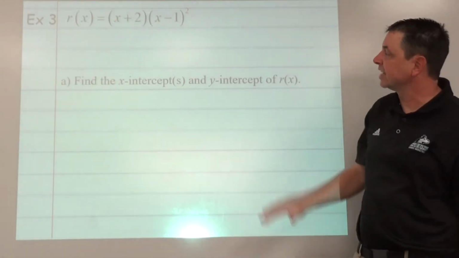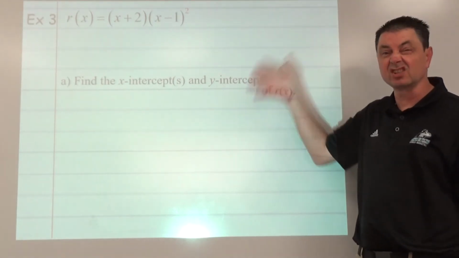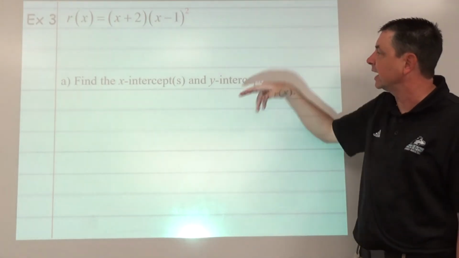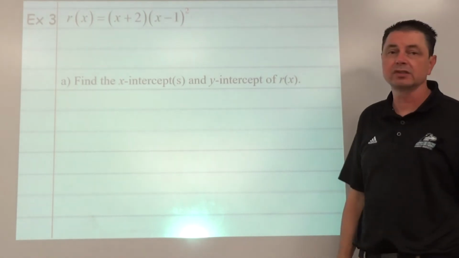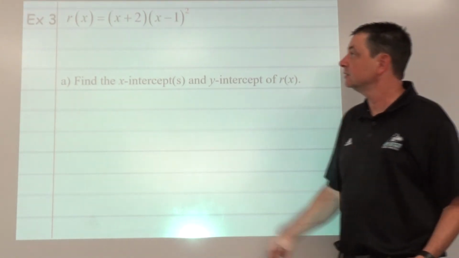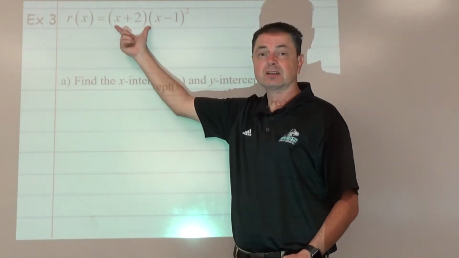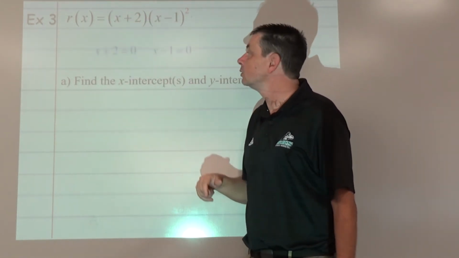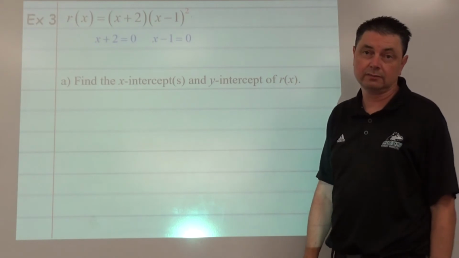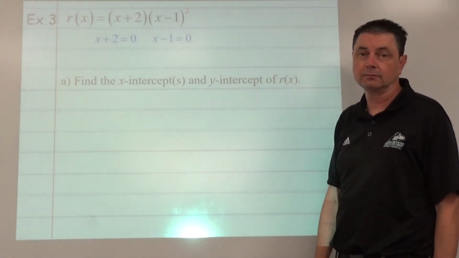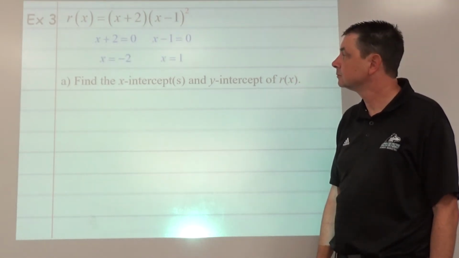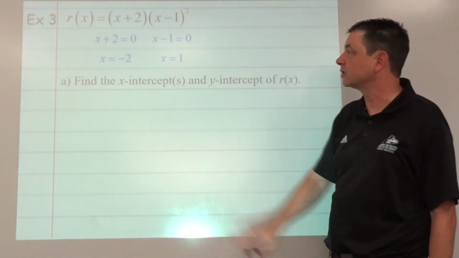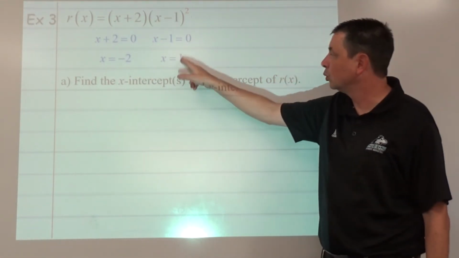Let's look at one more example where we repeat our process and we look at the sign chart. We've got r of x. Find the x-intercepts and the y-intercepts. Once again, for the x-intercepts, since we're in factored form, set the factors equal to 0 and solve for x. So our x-intercepts are negative 2 comma 0 and 1 comma 0.